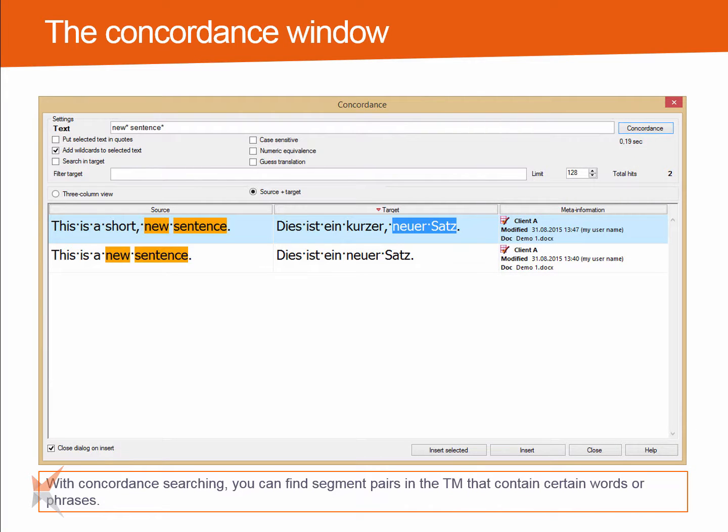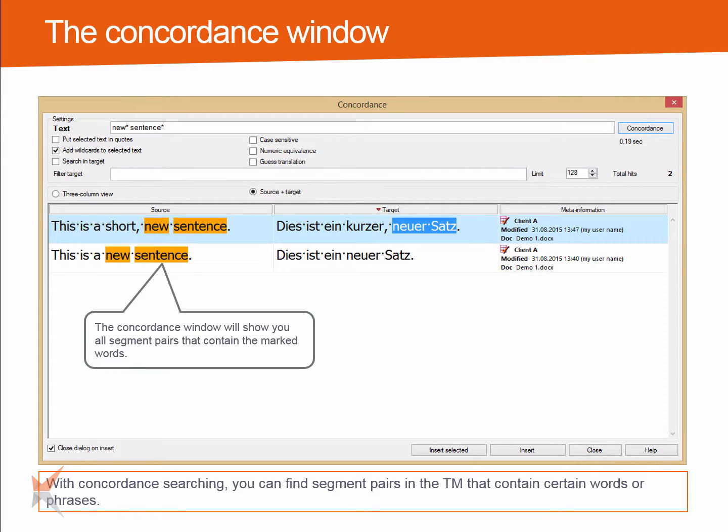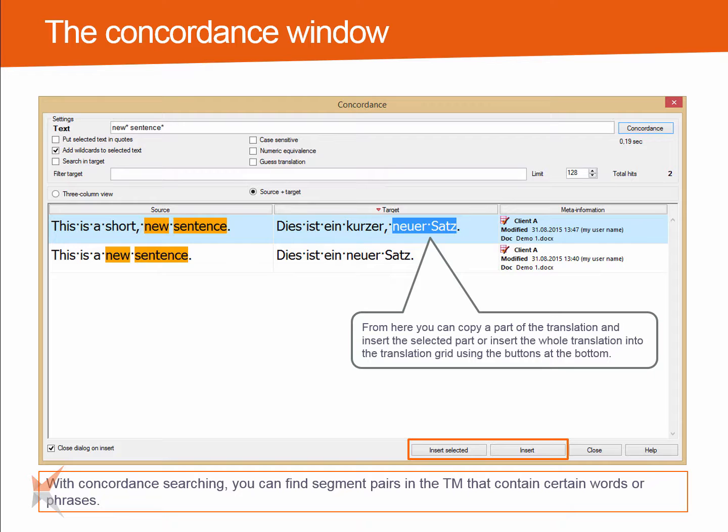The concordance window is displayed where you can select different views for the results. We have used the source and target view. The concordance window shows you all segment pairs that contain the marked words. Now you can select the segment pair from the list and insert it as a whole into your translation column, or you can just mark a part and use the Insert Selected button to copy just this part.